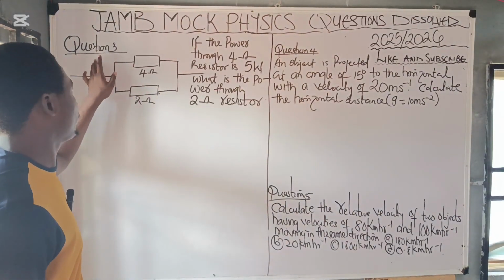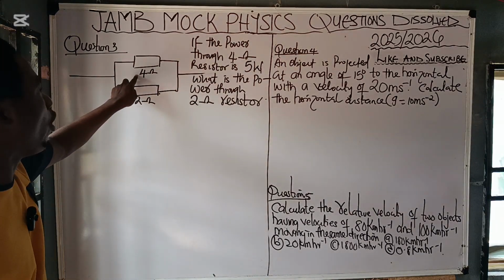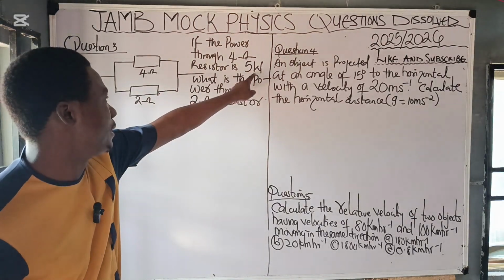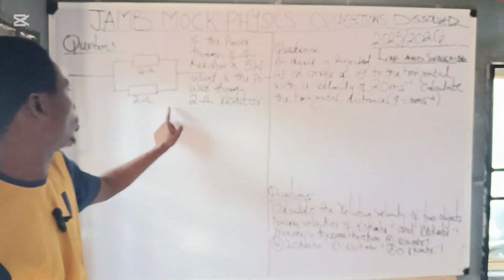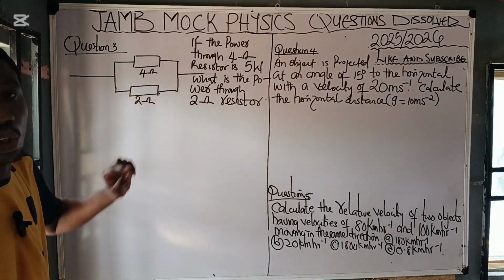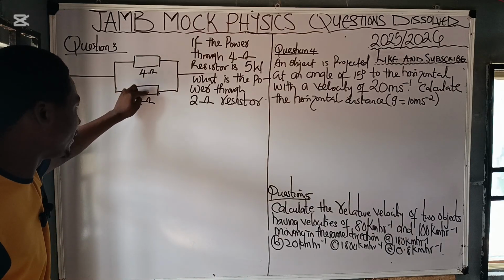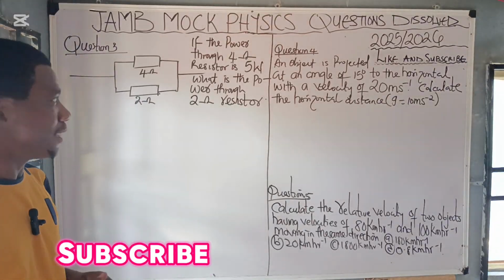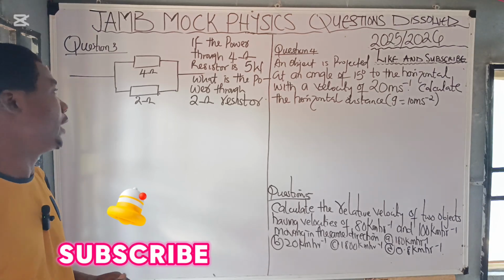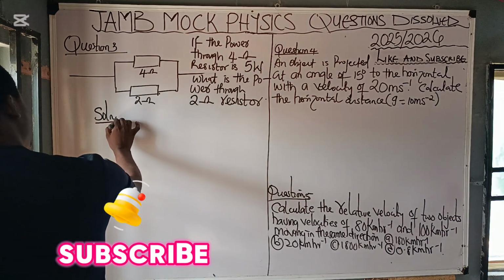Question number 3. According to this diagram, the power through the 4 ohm resistor is 5 watts. What is the power through the 2 ohm resistor? Now this is a circuit diagram containing 2 resistors arranged in parallel because they are connected side by side. Do you understand?